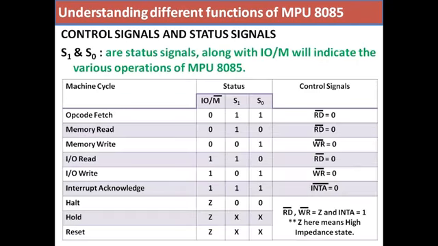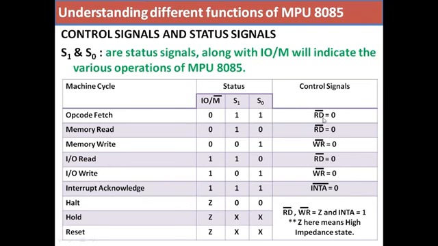Now we can see the control signals and the status signals together. S1 and S0 are two more status signals which, when used along with IO/M-bar, indicate the various operations of microprocessor 8085. On the left hand side we can see the machine cycle types. We have the status signals, we have the control signals. When the microprocessor is in the opcode fetch mode, obviously the operational code is available in the memory, so it will be working with memory, hence this particular terminal is low.